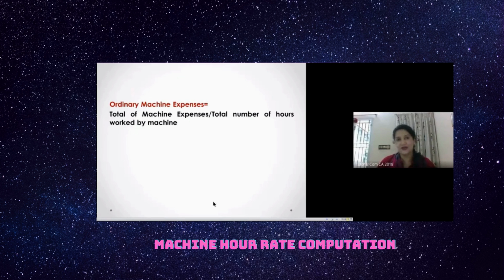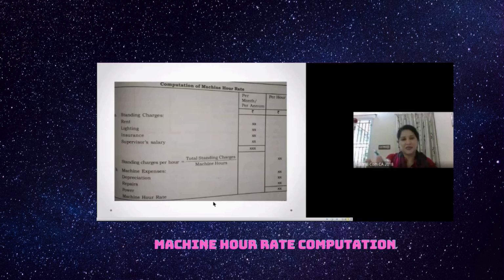According to the first method, it's nothing but total of machine expenses divided by total hours worked by the machine for that particular department. If I'm going to compute the machine hour rate for department A, it would be how many hours that machine has worked for department A. Same as the case with department B. It goes like that. So this is actually the specimen for computation of machine hour rate.